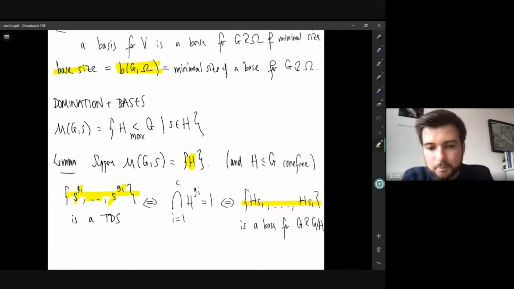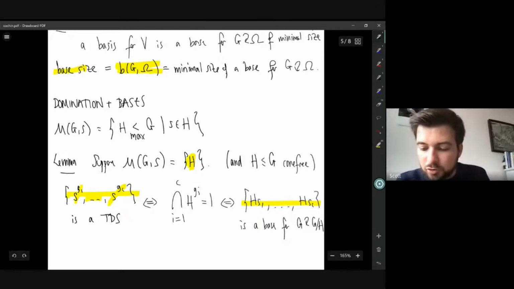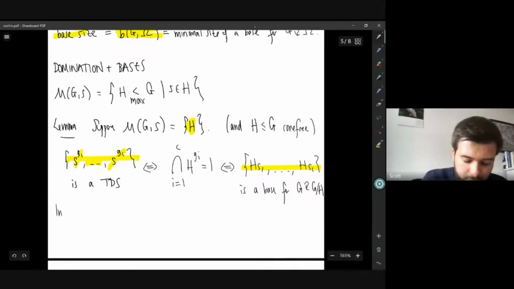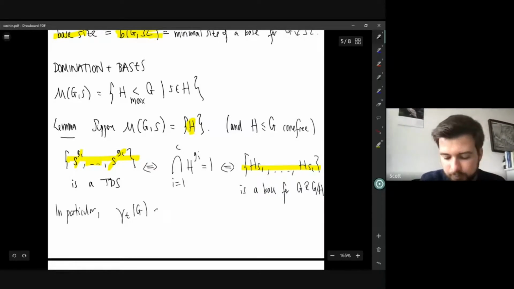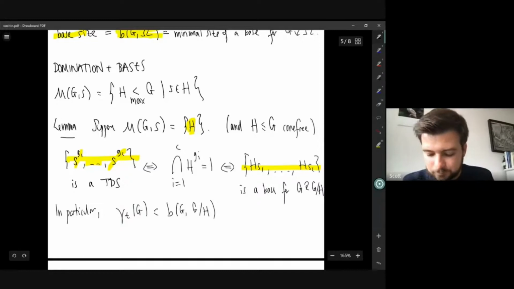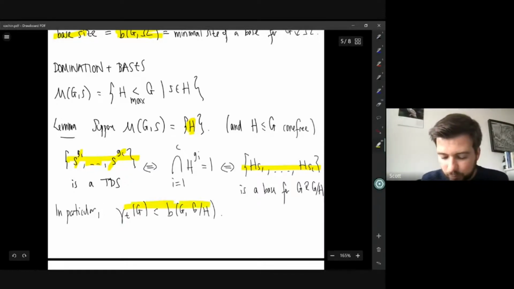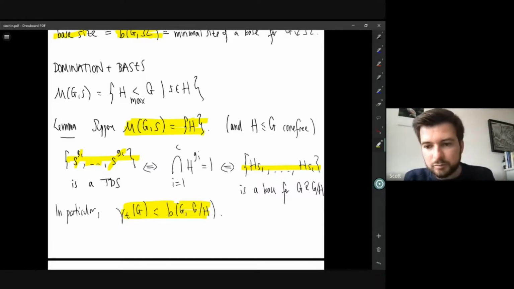dominating set. So anyway, long story short, if you got slightly lost in those details, in particular, the total domination number of G is at most the base size of G in the action on the cosets of H. So let me just say that one more time. If I have a group with an element contained in a unique maximal subgroup, which is core free, then the total domination number of the group is at most the base size on the actions on the cosets of that subgroup. So this provides a strong connection between domination and base size.